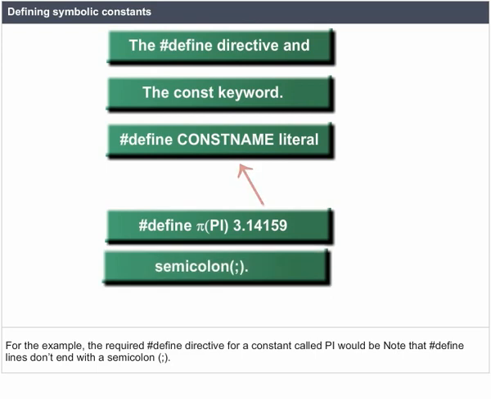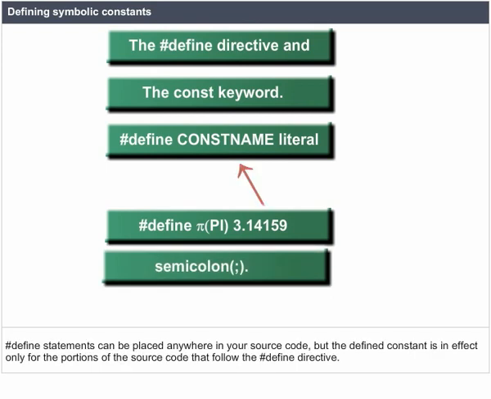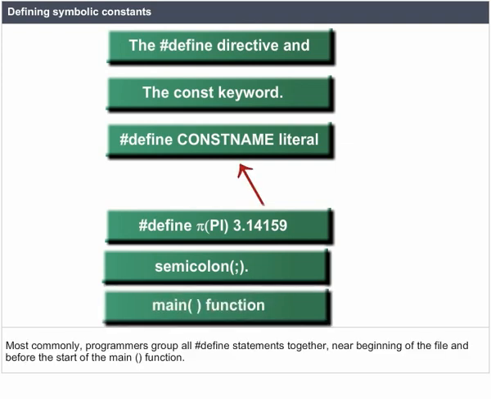#define statements can be placed anywhere in your source code, but the defined constant is in effect only for the portions of the source code that follow the #define directive. Most commonly, programmers group all #define statements together near the beginning of the file and before the start of the main function.